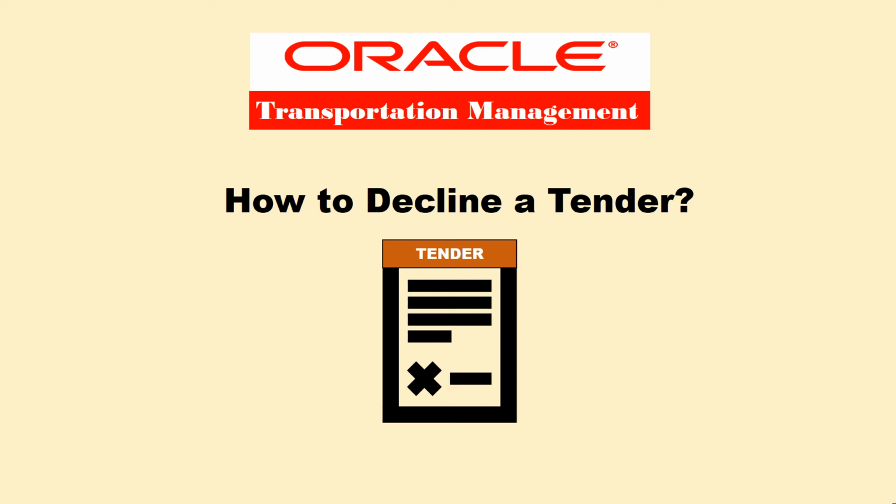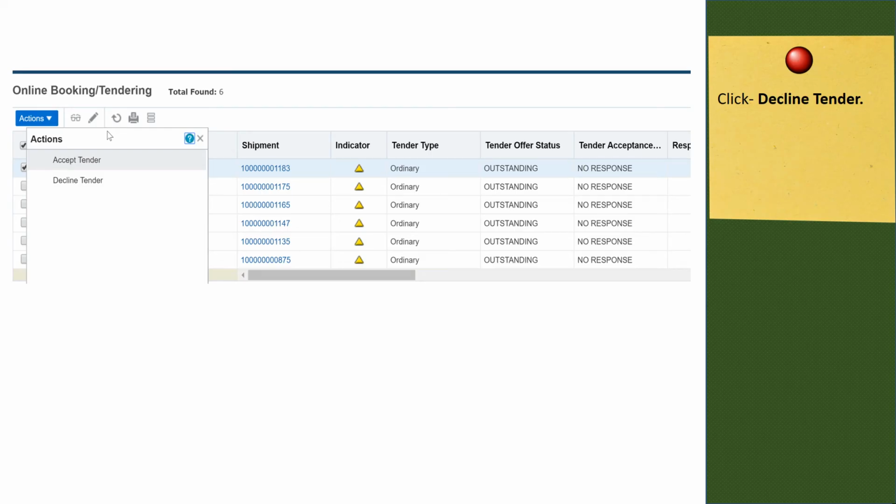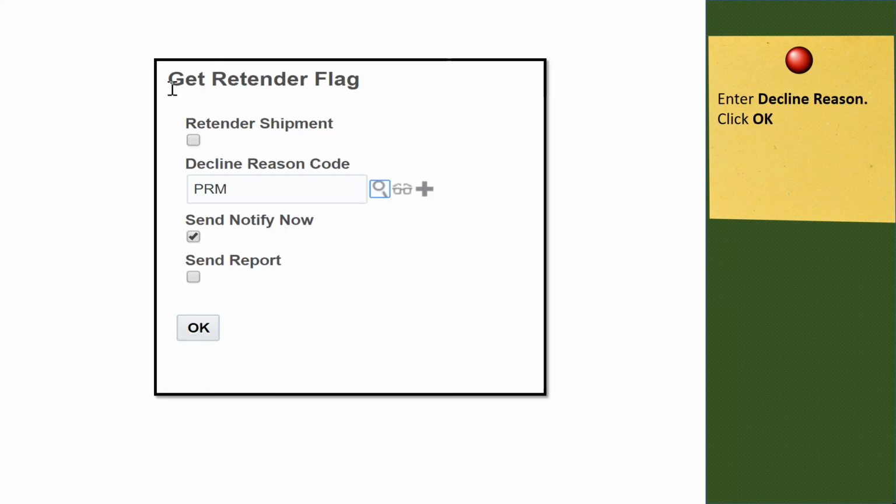Now, let us see how we can decline a tender. On the Online Booking Tendering page, if you click on the Decline Tender option, a pop-up will appear on the screen, which will ask you for the reason of declining the tender. Select the suitable decline reason, and click on OK. This is how you decline a tender in the OTM.